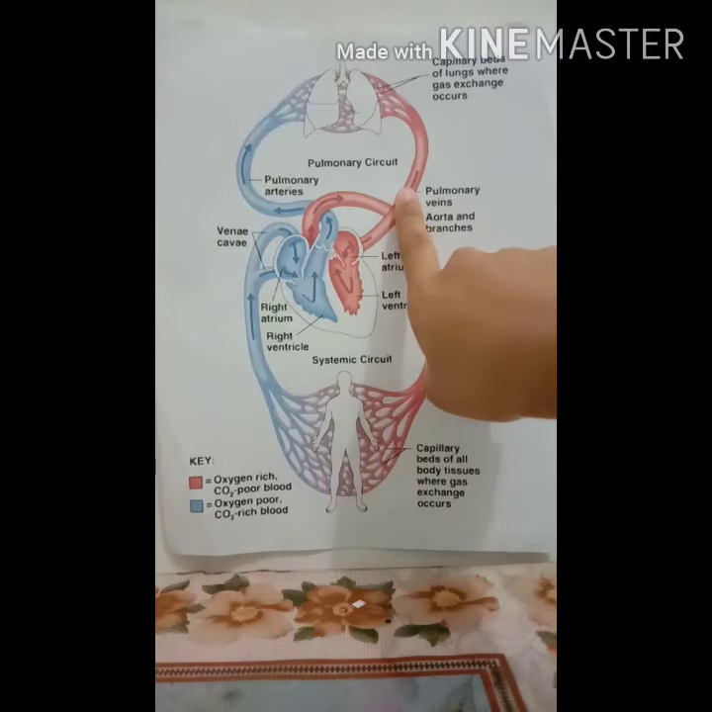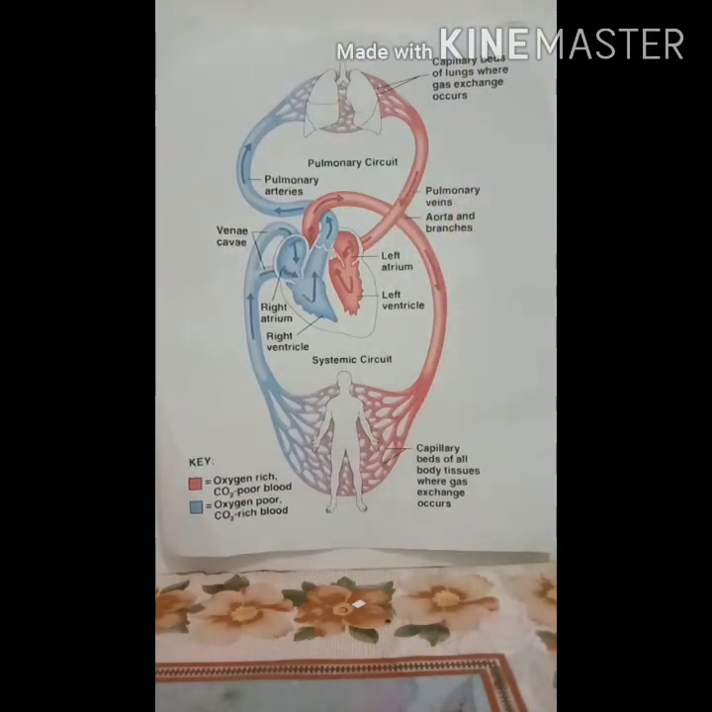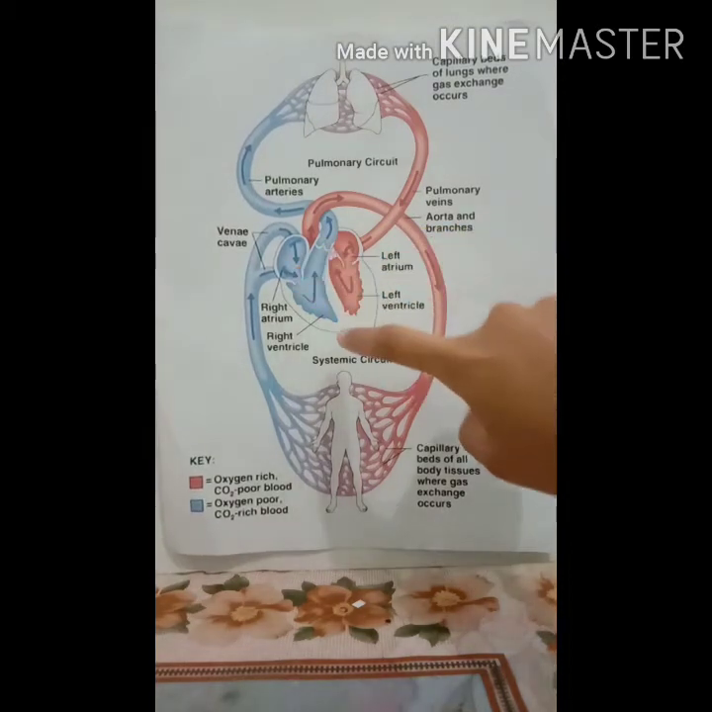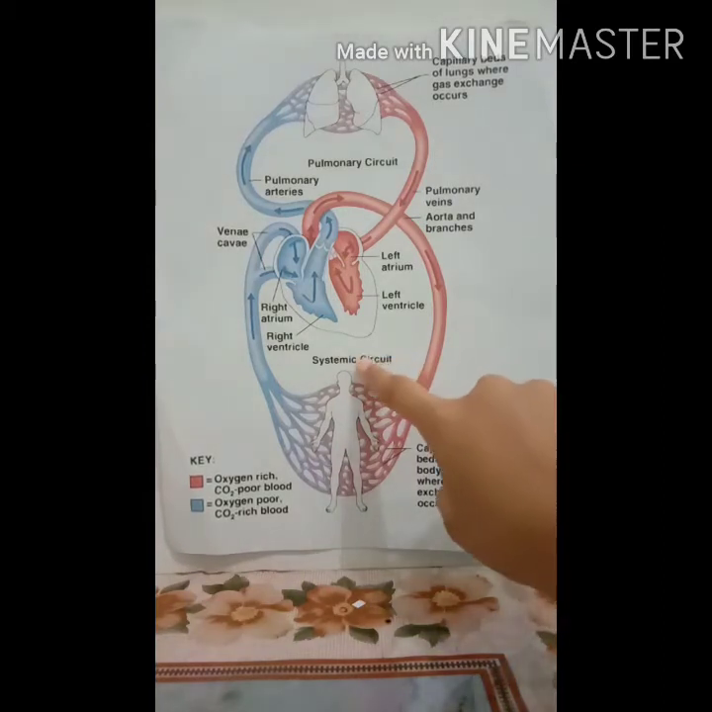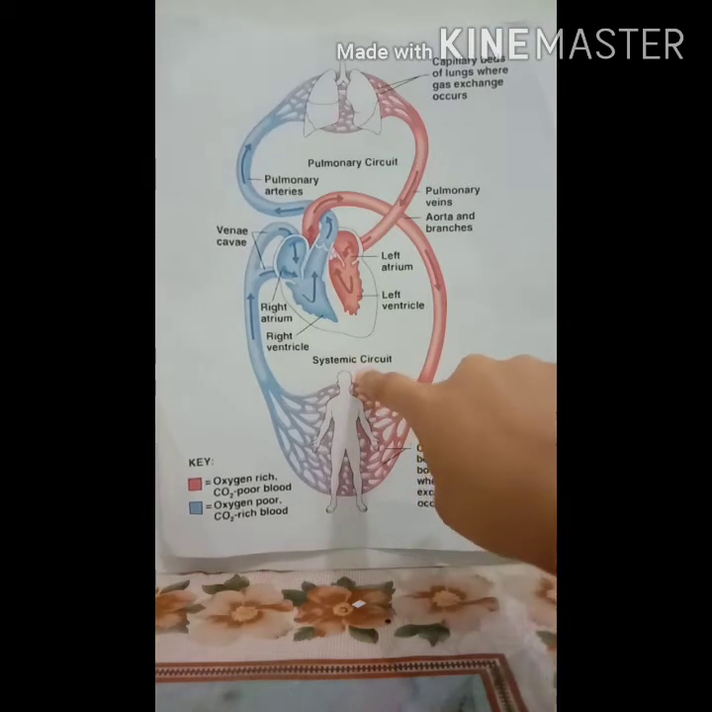The pumping chambers of the right of the heart that support the pulmonary circulation loop are the right atrium and the right ventricle. Well, the second loop is the systemic circulation or the systemic circuit loop.